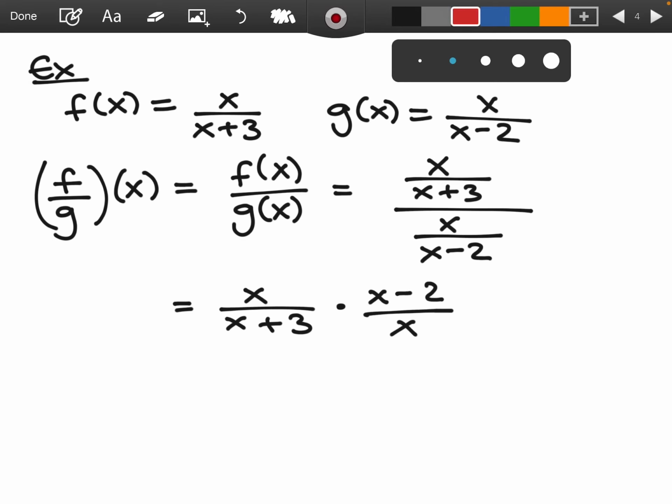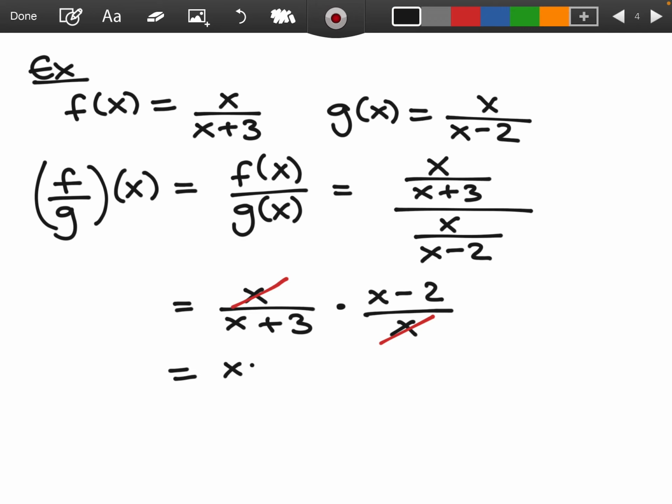Then I can see that I have the x's here cancel, and I am left with x minus 2 over x plus 3. We're going to come back to this example again when I look at domains, because there's a couple of things that we have to look at. So I really like this example as well when we look at domains.